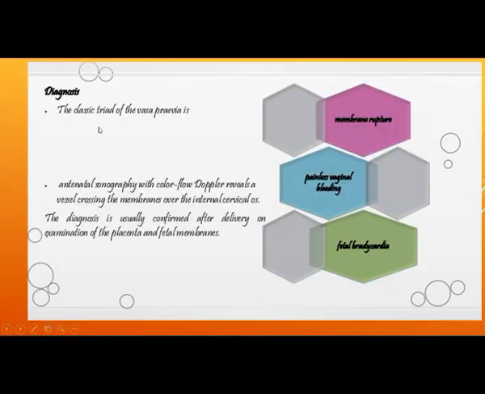Next, how can we diagnose? The classical triad of vasa previa is membrane rupture, painless vaginal bleeding, and fetal bradycardia. This is the classical triad of vasa previa diagnosis. Then antenatal sonography with color flow Doppler reveals a vessel crossing the membrane over the internal cervical os. The diagnosis is usually confirmed after delivery on examination of the placenta and fetal membranes. When we examine the placenta, we can diagnose properly.